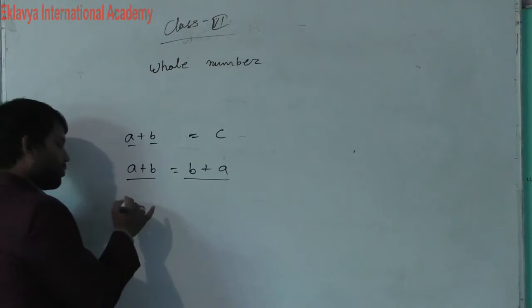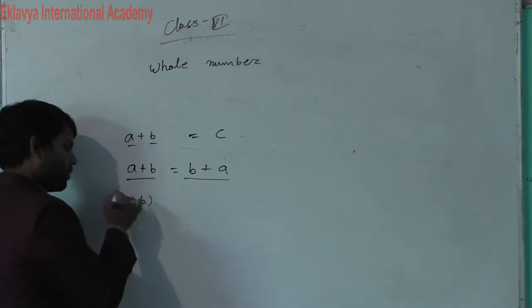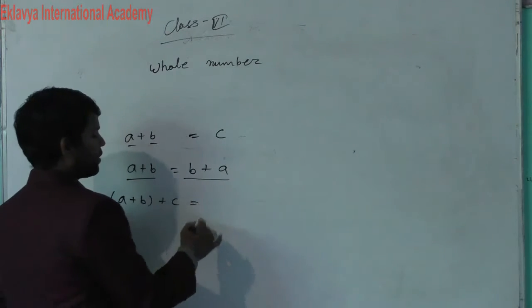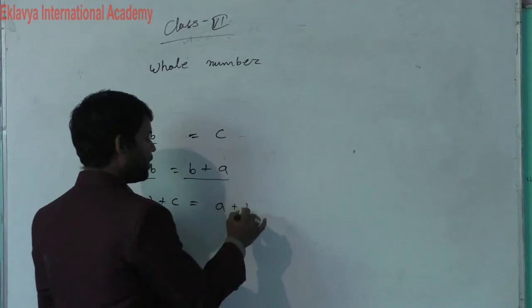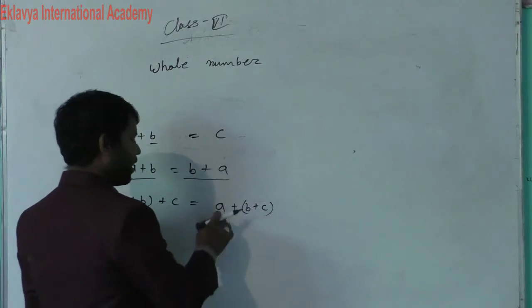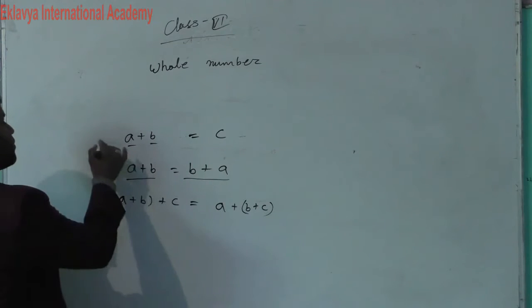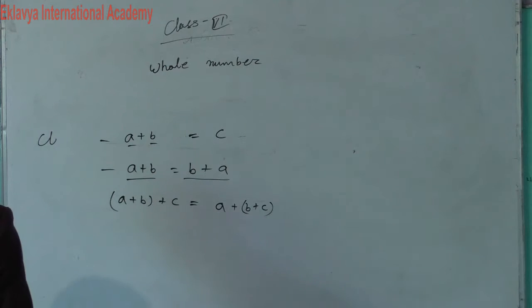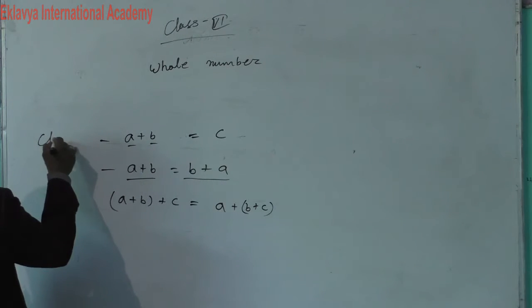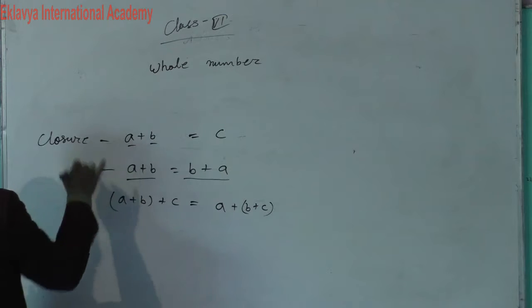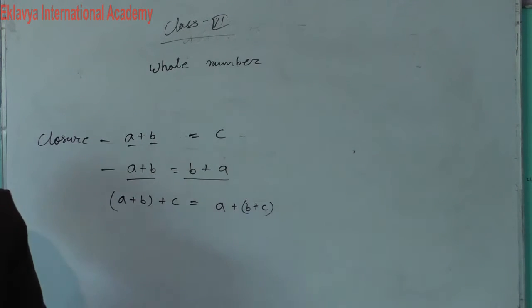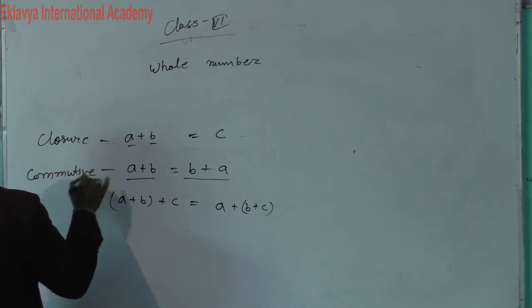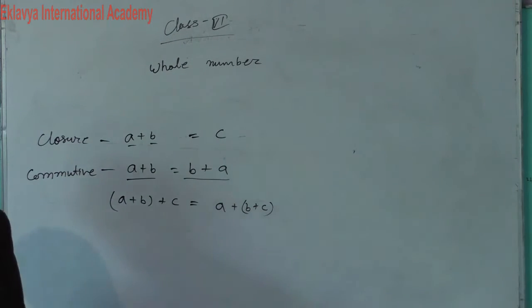Third property we also have: if we add a plus b, and after that we add c, then it is also equal to adding first b plus c and then adding a. The names of these properties are: this one is the closure property, this one is the commutative property, and the last one is the associative property.